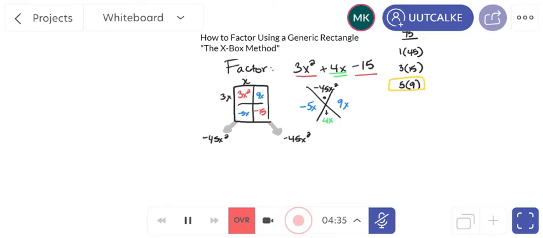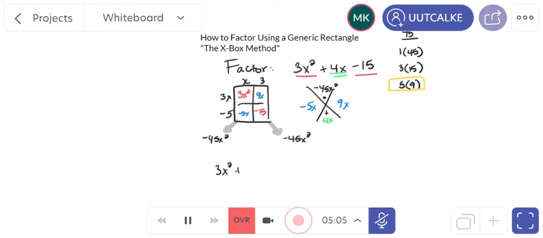We're going to write 3x. If this is 3x, what does this number have to be to multiply to 9x? We're going to get 3. And finally, what does this number have to be here on the bottom left in order to multiply to negative 5x and negative 15? We get negative 5.